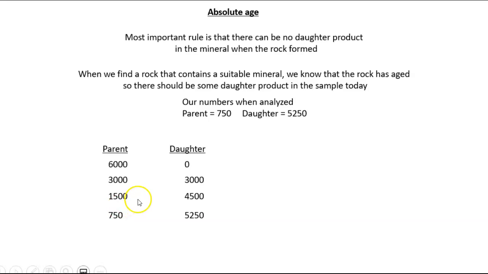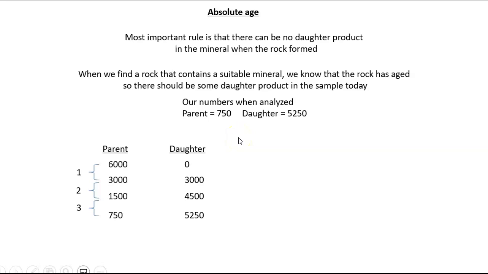Now I take my 1,500, half of that is another half-life. Now I have 750. Where'd that 750 go? Turned into daughter. I add it to my 4,500, and now I have this ratio. Does that match what I have? It does. And so now I know that it has taken 1, 2, 3 half-lives in order to get the ratio that I see today.